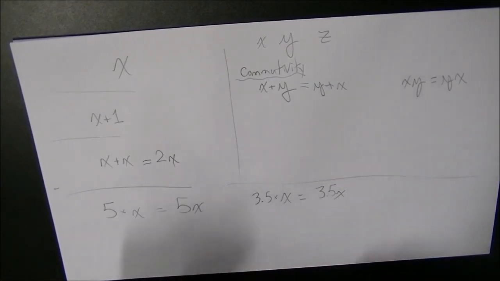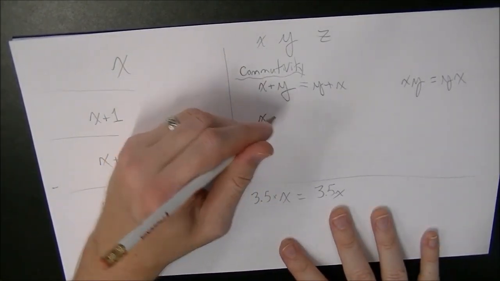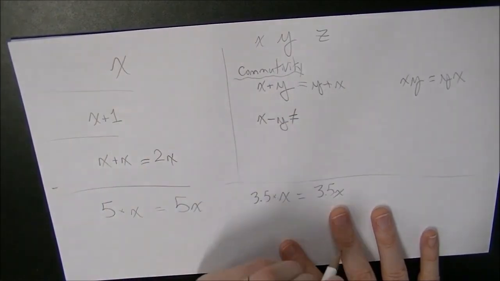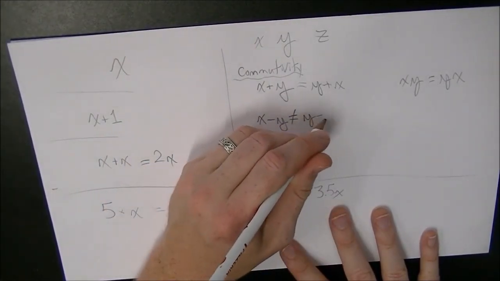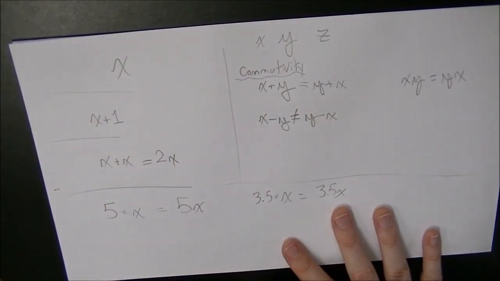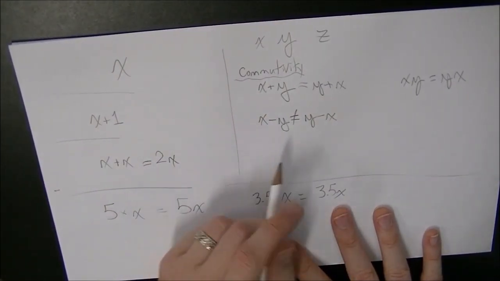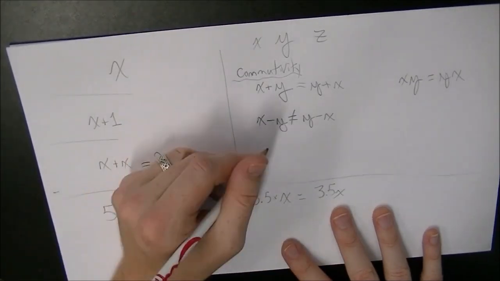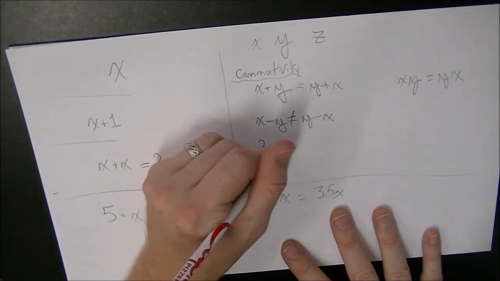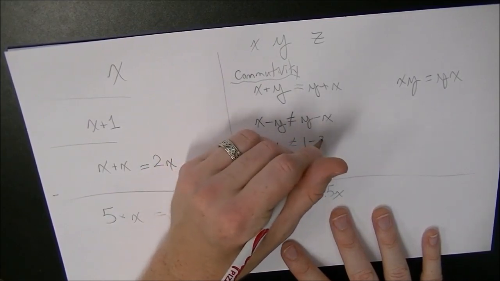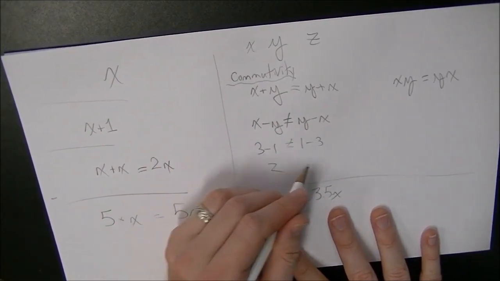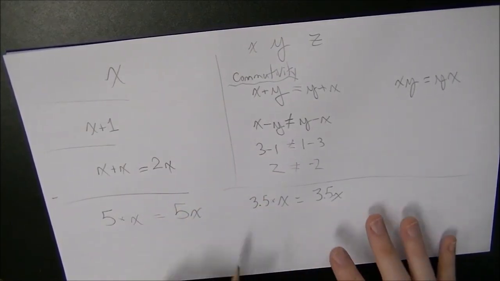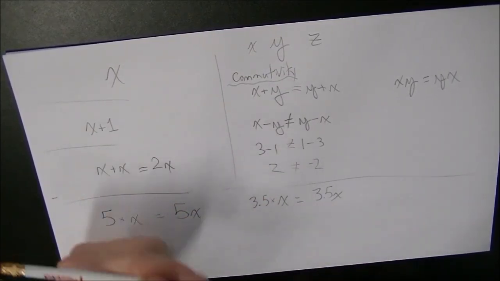We've got commutativity for multiplication. Now notice that if I had subtraction, x minus y is not the same as y minus x. Not at all, right? So in this case, if I had, let's take a look, 3 minus 1, that does not equal 1 minus 3. On this side, I have 2, and on this side, I have negative 2. They are not the same. Okay? So subtraction is not commutative.